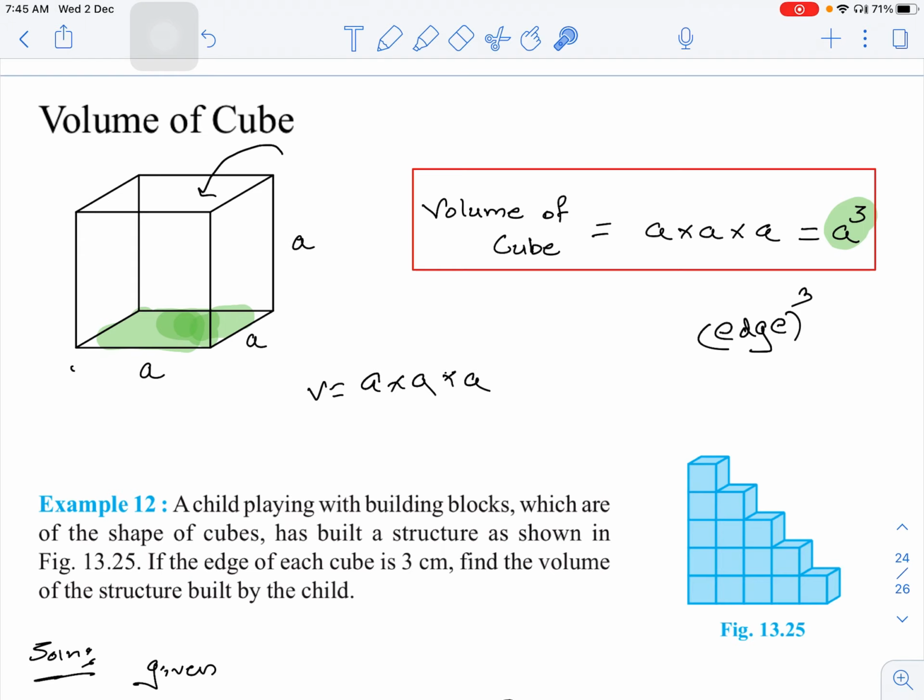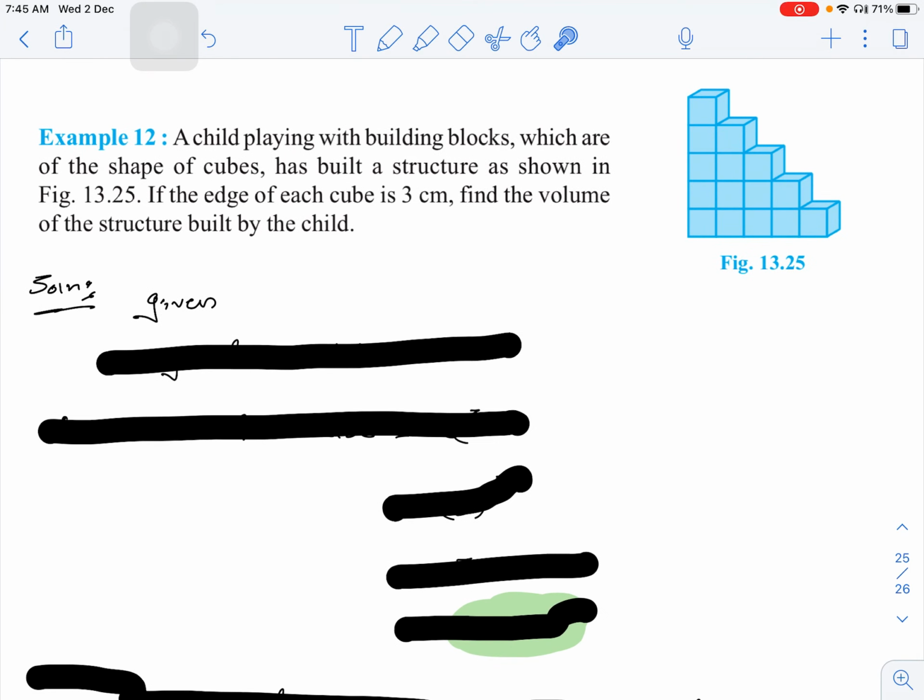So it is given that a child is playing with building blocks which are of the shape of a cube. So here we can see that building blocks are there, each block is having the shape of a cube. Now the child has to build a structure as shown in the figure. So the child is building a structure in this way. Now if the edge of each cube is 3 centimeter, we have to find the volume of the structure built by the child.